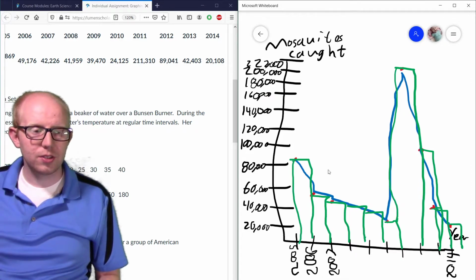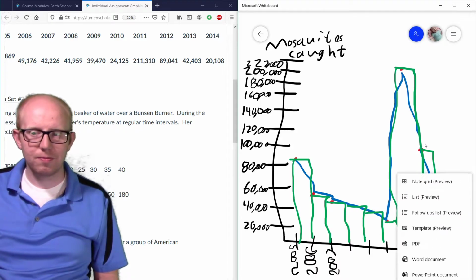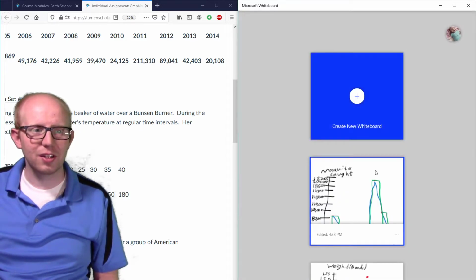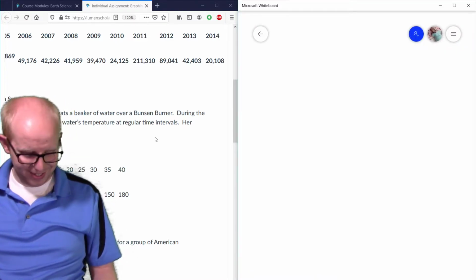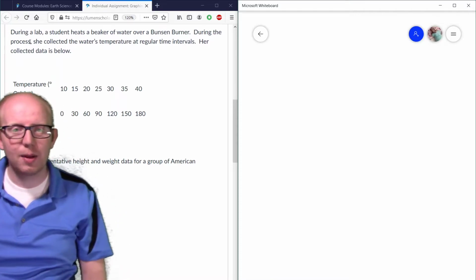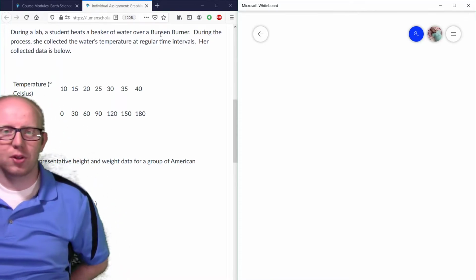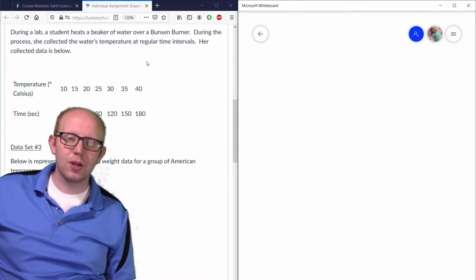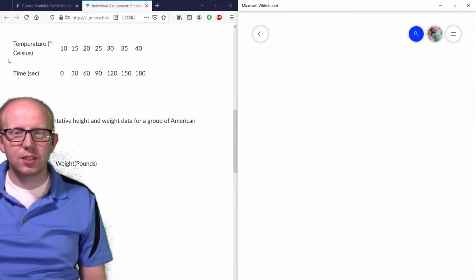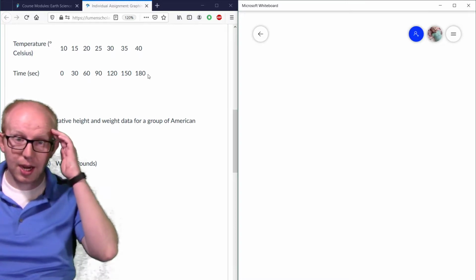All right. Let's do our next one. I'm still learning how to clear the graph. There we go. All right, here's our next one. So data set 2. So during a lab, a student has a beaker of water over a Bunsen burner. During the process, she collected the water's temperature at regular time intervals. Her collected data is below. Okay, so this is the temperature in Celsius and the time in seconds.